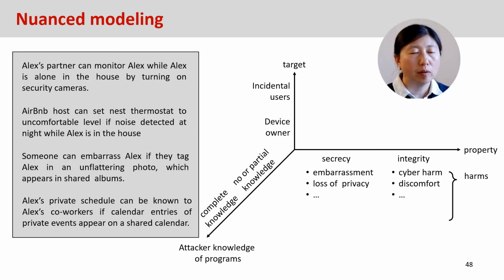Here are some examples of harm that we would like our analysis tool to be able to analyze. For example, Alex's partner could monitor Alex by turning on the security cameras. Another example is that an Airbnb host could turn up the thermostat to make the guests feel uncomfortable. Third, someone could embarrass Alex by tagging Alex in an unflattering photo, which appears in a shared folder. The last one is that Alex's private schedule could be known to Alex's coworkers if the calendar entry appeared on a shared calendar. The first two are harms to incidental users, while the last two are harms to device and rule owners.